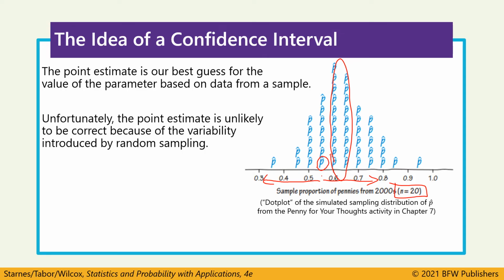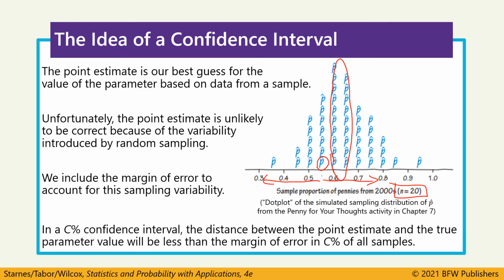Right, so basically we move out in each direction, and based on our confidence level, we say that 95% of the time, this interval from here to here is going to capture that true population proportion within those bounds, 95% of the time.